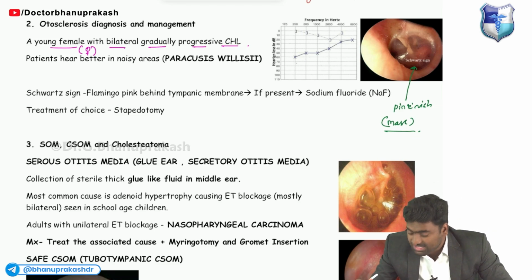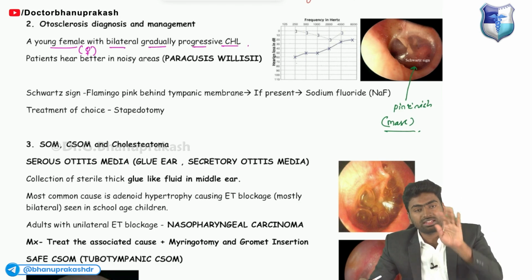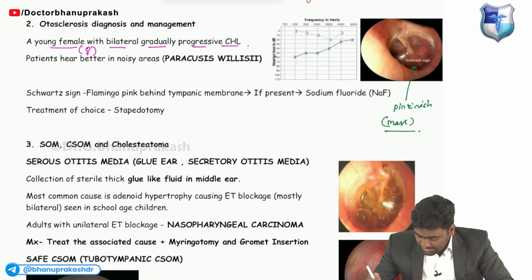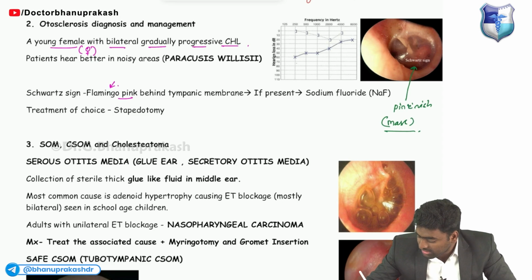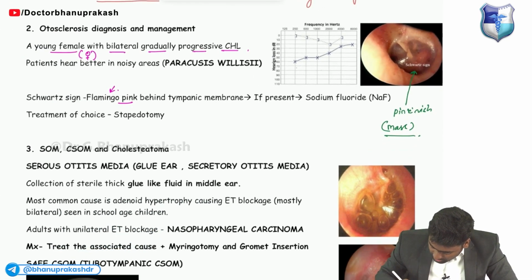On otoscopy you will see this pinkish mass behind the tympanic membrane, a flamingo pink behind the tympanic membrane. It is known as what? It is known as Schwartz sign.